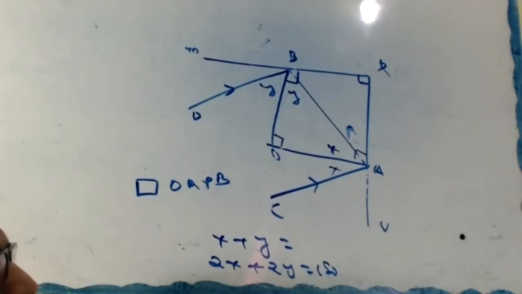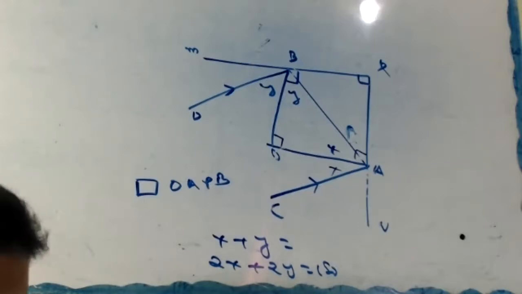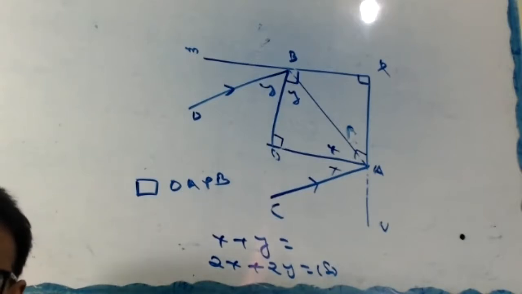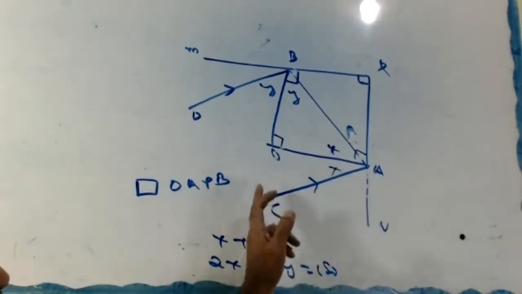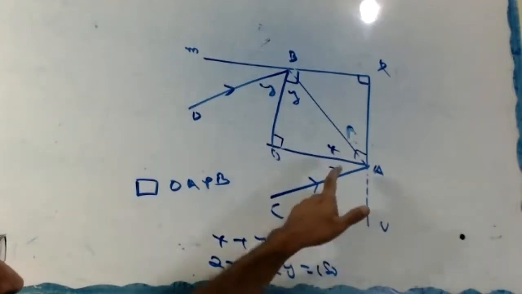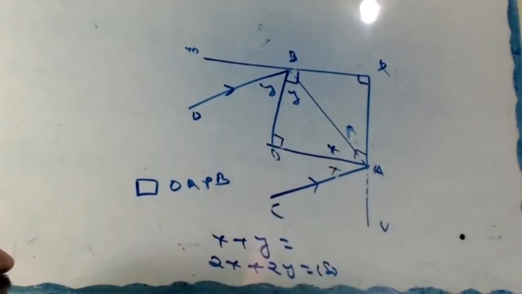Angle of incidence, CAO equal to OAB. Angle of incidence equal to angle of reflection. Let angle CAO equal to angle OAB equal to x. You mark it x here. CAO equal to OAB equal to x.